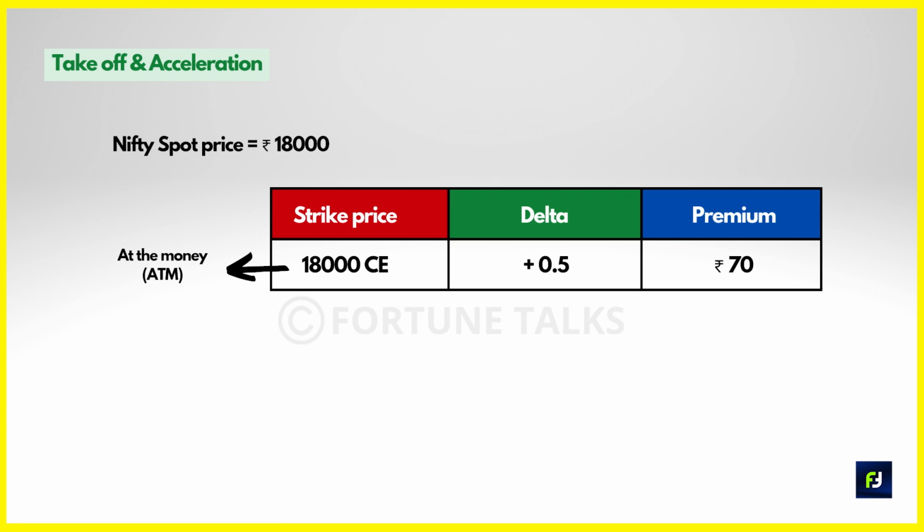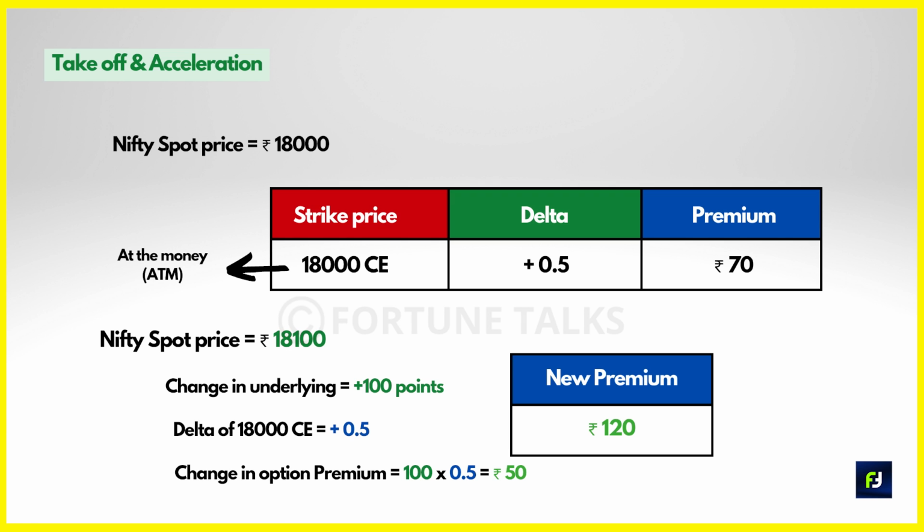Let's say the premium of 18,000 call option is 70 rupees. Then for a 100 rupees change in the spot price of the underlying, the option premium is expected to move 100 multiplied by 0.5, which is equal to 50 rupees. So the new premium will become 70 plus 50, which is equal to 120 rupees, which is a decent return of 71.4%. Now, are we ready to make a conclusion? Not yet. We have one more stage to consider.